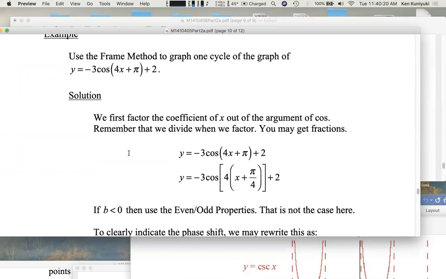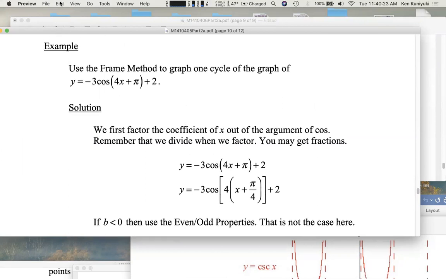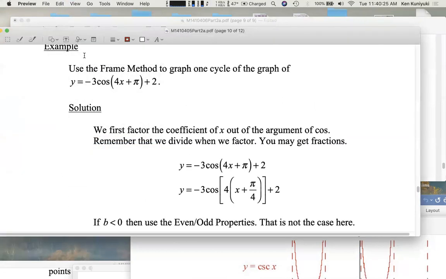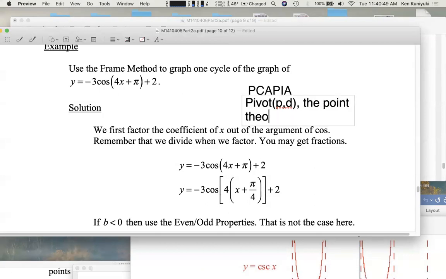Now, PCAPIA, the frame method. The first P is for pivot, which is my term, but this corresponds to P comma D, the point that the origin moves to. The pivot is the point P comma D, the point that the origin moves to.